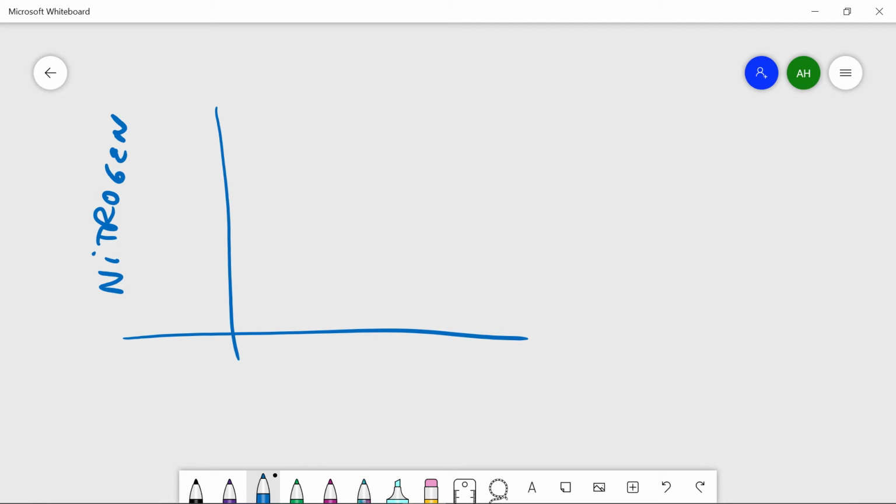Okay, and let's say we've got 2, 4, 6, 8, and 10. And over here, we're going to have 10, 20, 30, 40, and 50. And this is going to be sulfur.